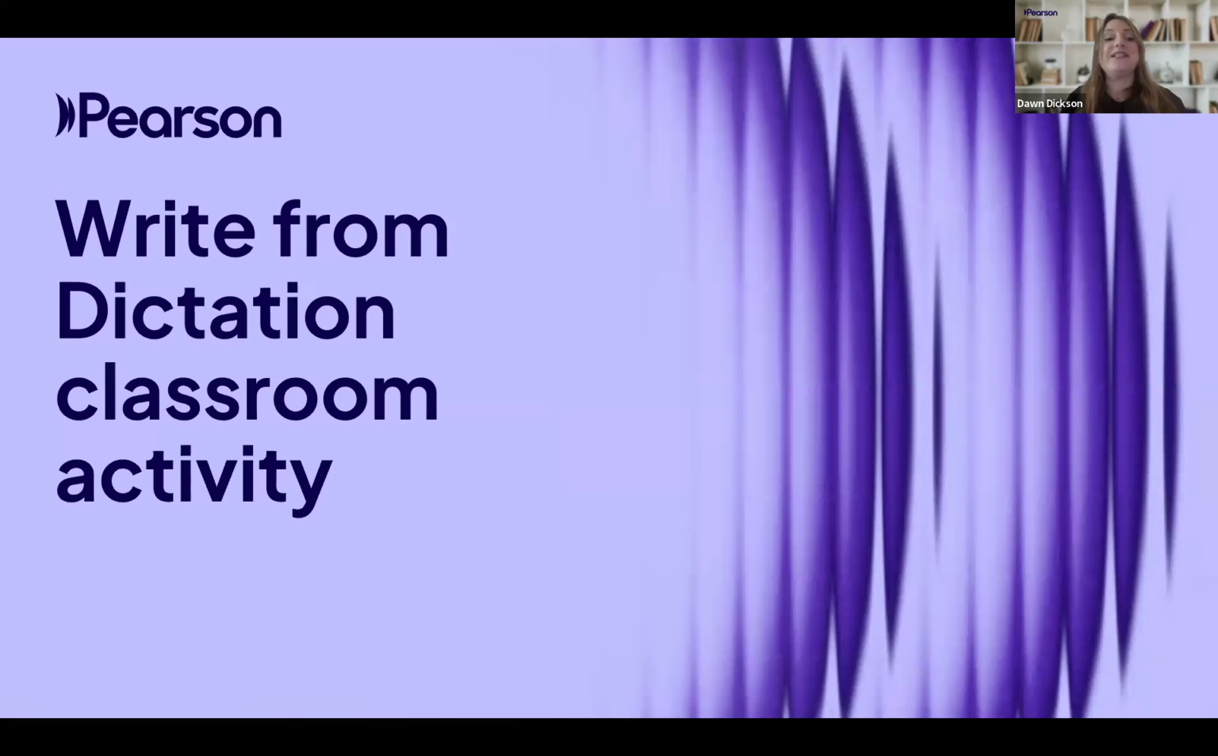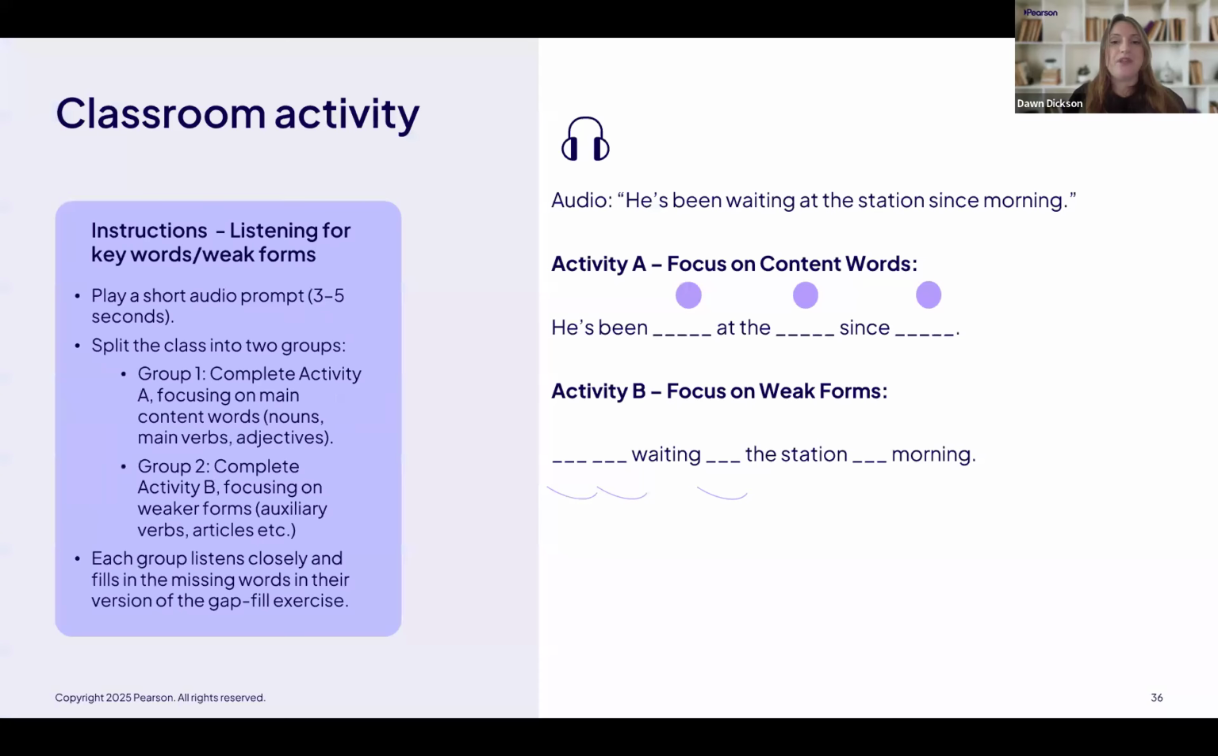Okay, and here's a nice activity as well that you can use in your classrooms for this question type. This activity is listening for keywords and weak forms. So just to take you through the instructions on how you would conduct this activity. You would play a short audio prompt. Again, this is to reflect what they would find in the actual test, so it's 3 to 5 seconds long.